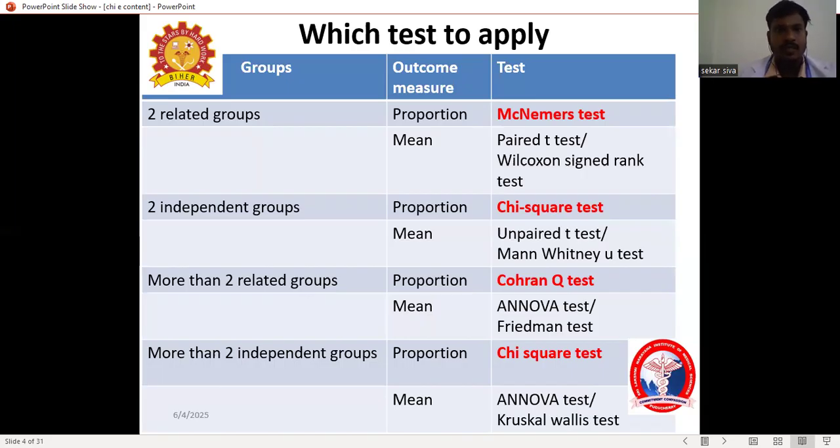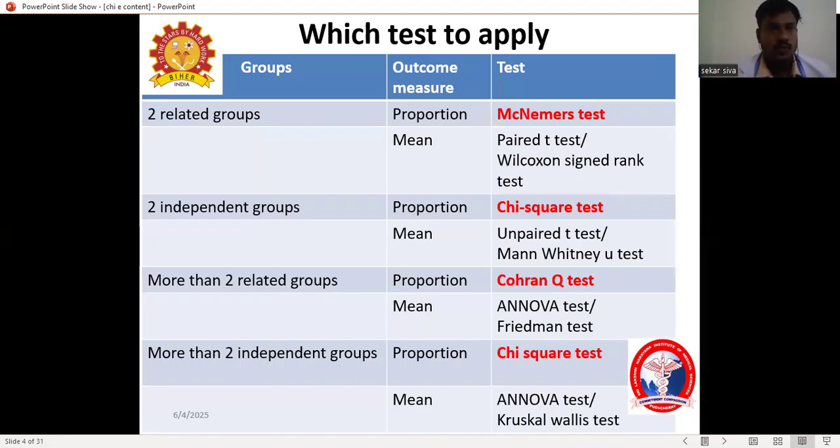Okay. Is there any association between two groups? So we can use unpaired t-test or non-parametric test. If it is a normal distribution, we can use unpaired t-test. If it is a non-normal distribution, we can use non-parametric test. If it is more than two related groups, if it is proportion, we can use Cochran's Q test. If it is mean, we can use ANOVA test or Friedman test.